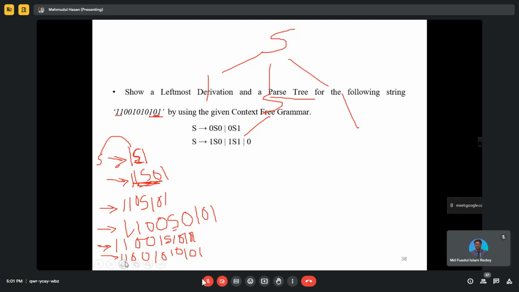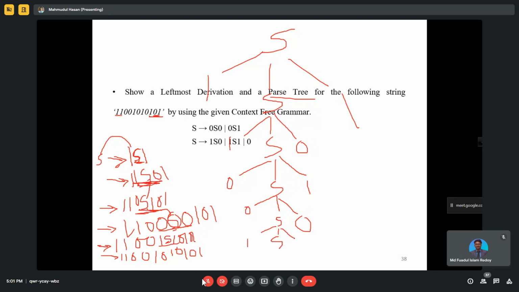So just a minute. So this S2 1 is 0. That is 1 is 0. Then this S2 0 is 1. 0 is 1. Okay, so this one is done. Then this S2 0 is 0. Then this S2 1 is 1. That is actually 1 is 1. Then this S2 0. So this is the parse tree.